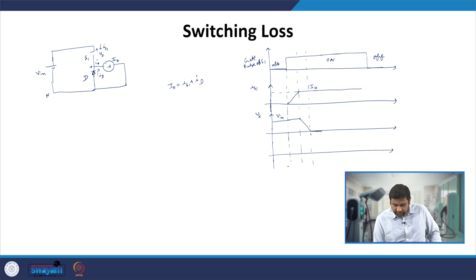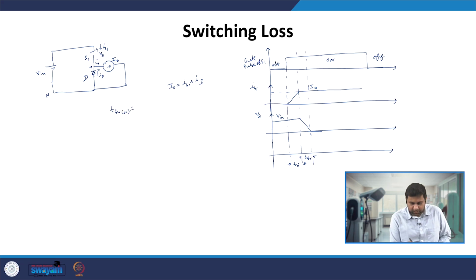So now there is a time when the current is rising. Let us say this time is TRI, the rise time of the current, and there is a time during which the voltage is falling. Let us say this time is TVF, the fall time of the voltage. Then the switch turn-on time is nothing but equal to TRI plus TFV.